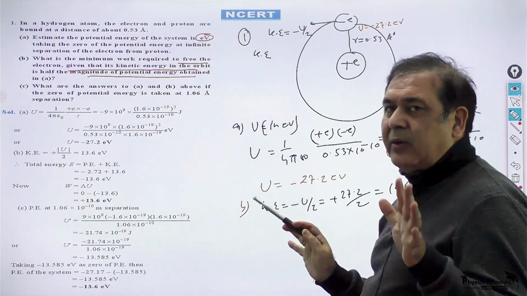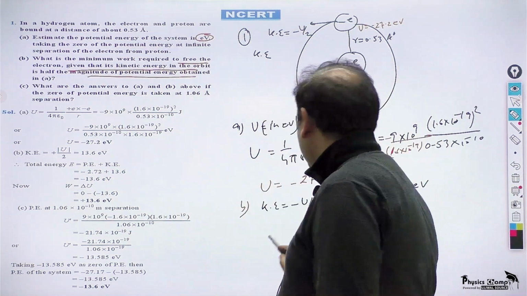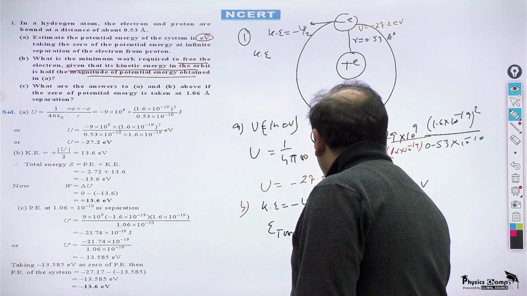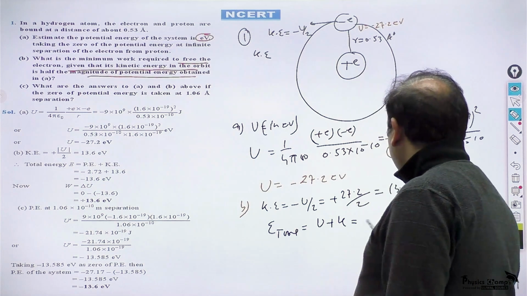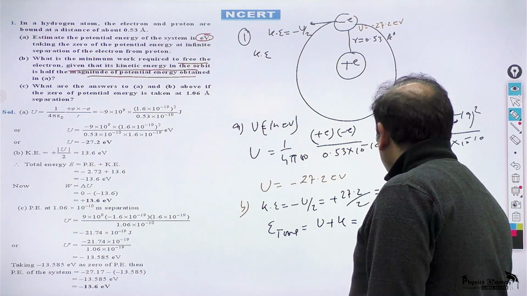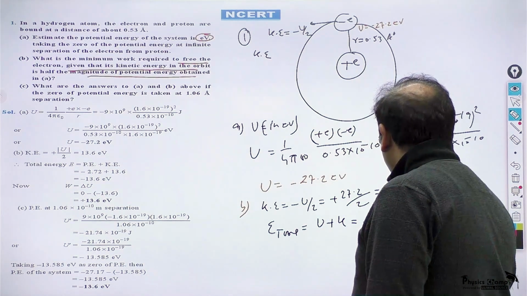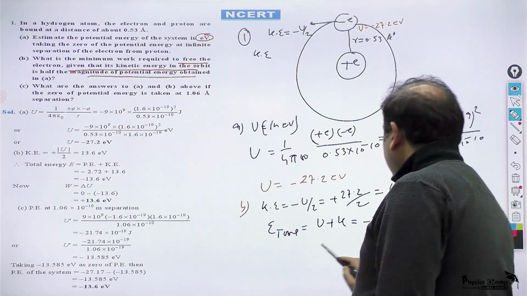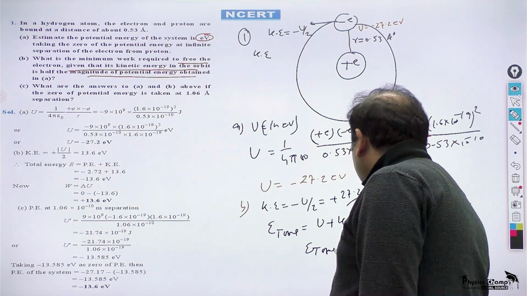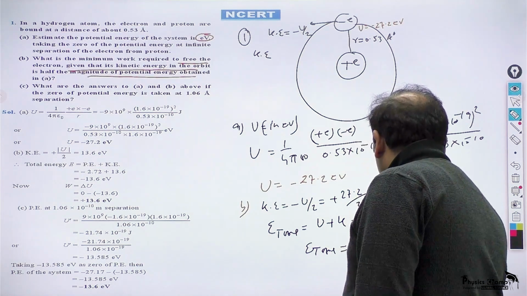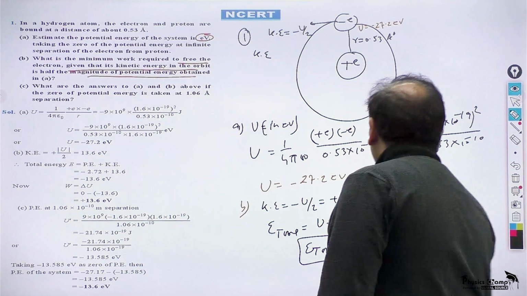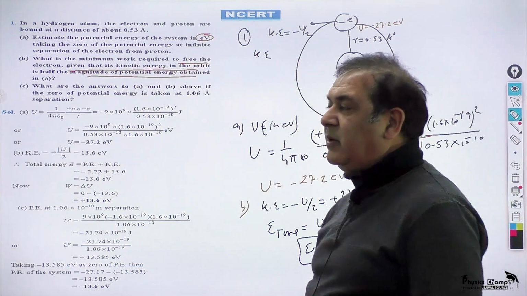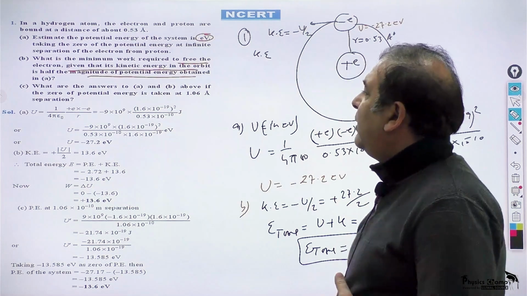Now, this electron has got a total energy. So, total energy of this electron will be what? U plus K. U is minus 27.2 electron volt, and K is 13.6 electron volt. So, the total energy which it is having is minus 13.6 electron volt. Now, this electron which is revolving in the orbit is having a total energy of minus 13.6 electron volt.